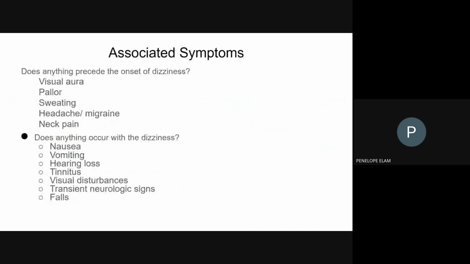You also want to know if they have any associated symptoms. Does anything precede the onset of dizziness? Do they have visual auras, sweating, neck pain? Obviously, when we think about visual auras, a lot of times we might think of migraines, and you can have vestibular migraines. So knowing if there are any symptoms that precede is helpful for us to know. And then if there's anything else that does occur with the dizziness, do they get nauseous? Do they have any hearing loss, tinnitus? Any falls, transient neurological signs? So those would be more associated symptoms to the dizziness that they're complaining about.